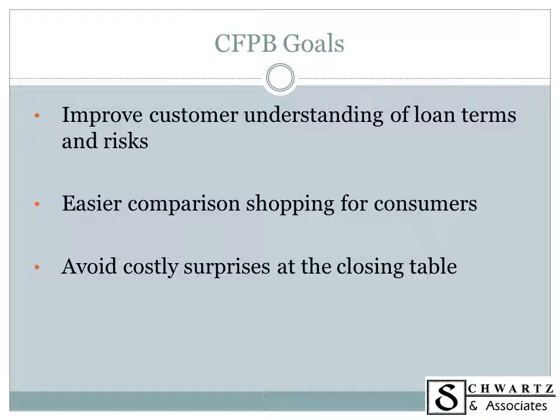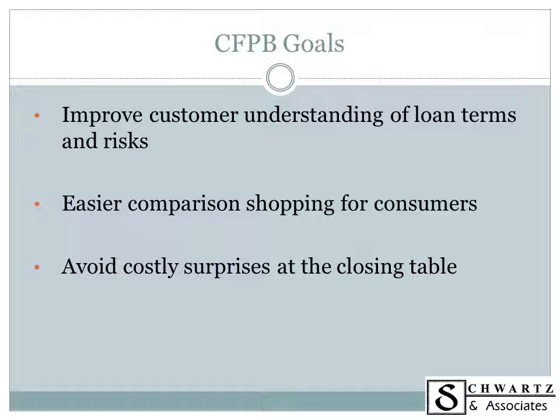So why did Congress and the CFPB spend all this time and money on these new forms? Well, the CFPB believes the new disclosure forms will be easier to use and will improve consumer understanding of key loan terms and features, such as the short-term and long-term costs associated with the loan, as well as the risk factors associated with the loan.